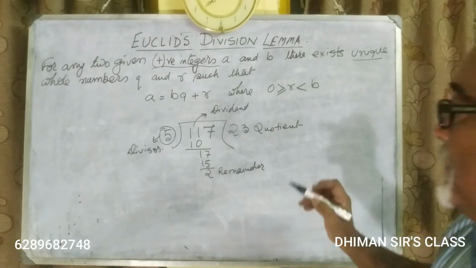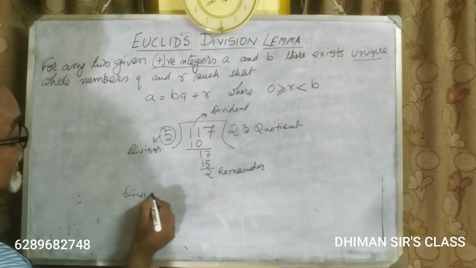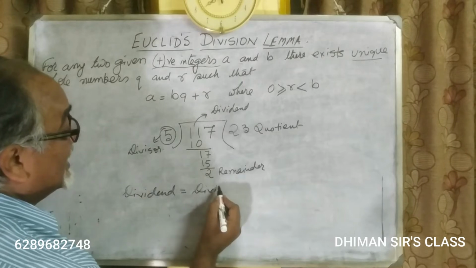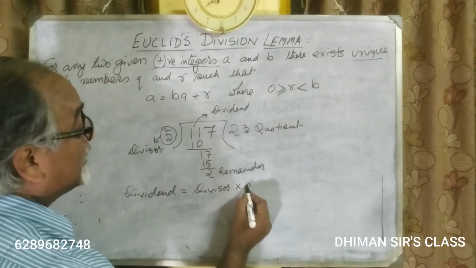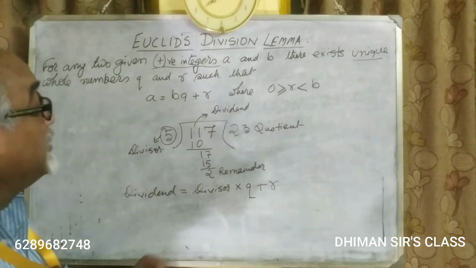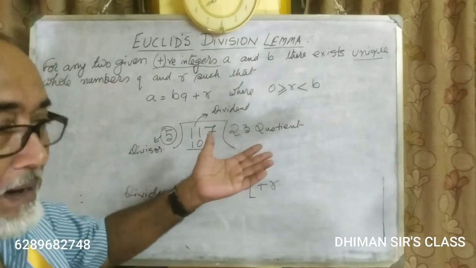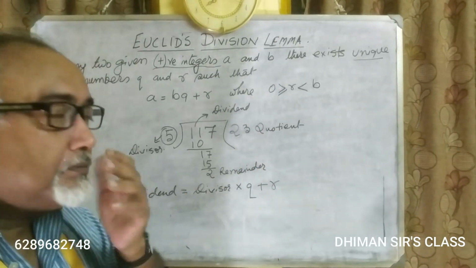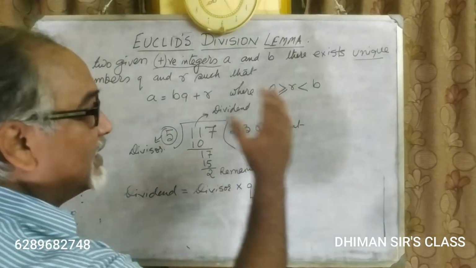Let us see this here. The dividend is equal to divisor into quotient, let us take small q, plus small r, remainder. Up to class 4 we had such numbers where there was no remainder. After class 4, when we came to class 5, remainder came into the picture. Now see here, my dear students, dividend is equal to divisor into quotient plus remainder.